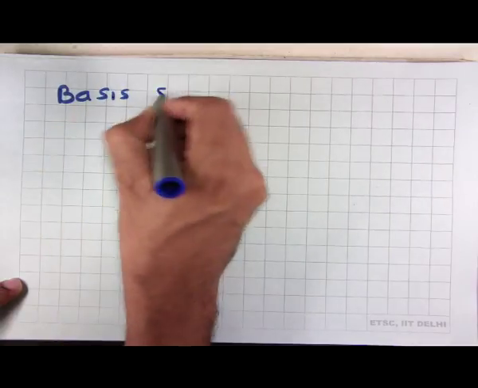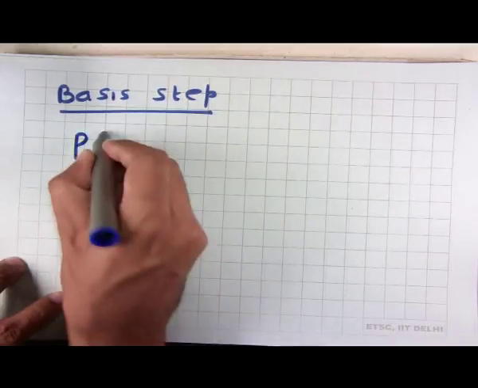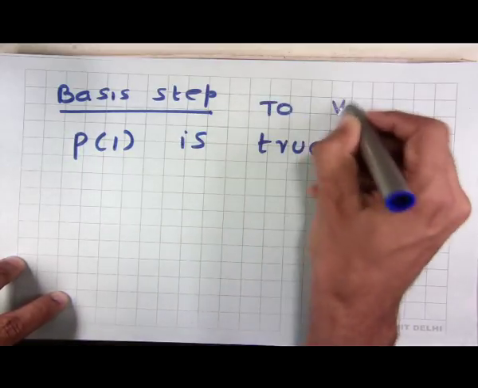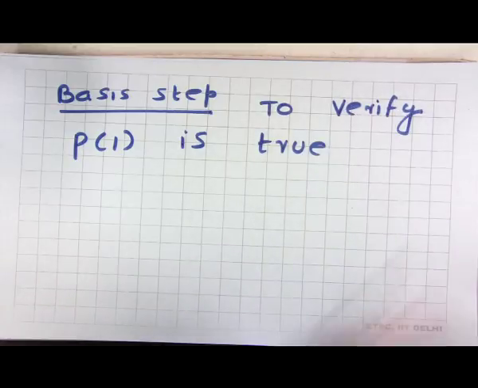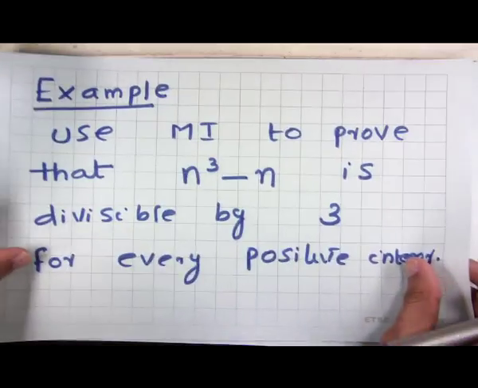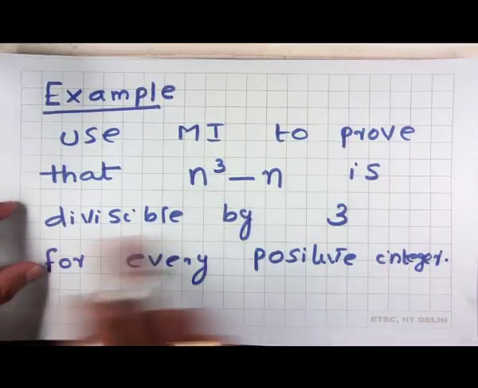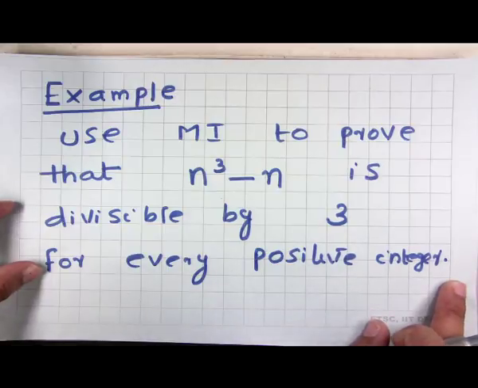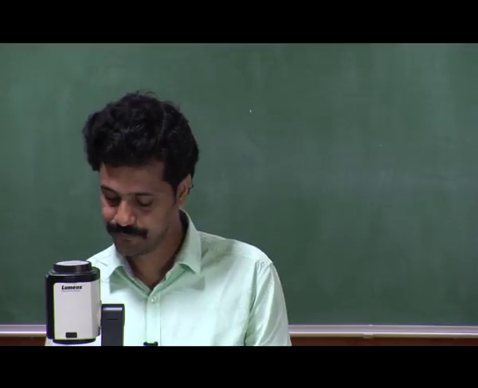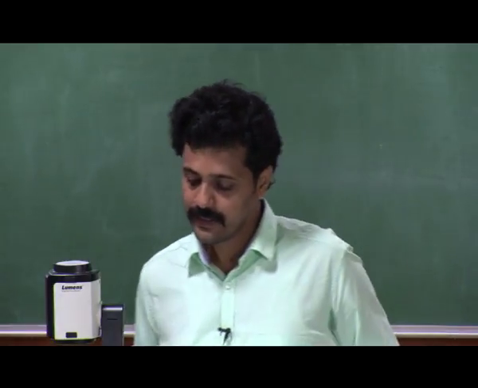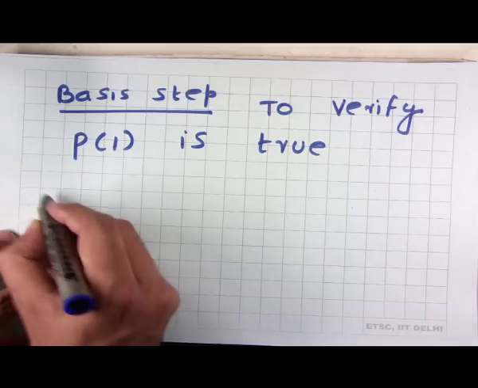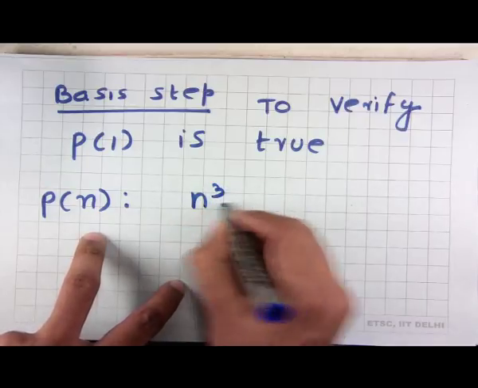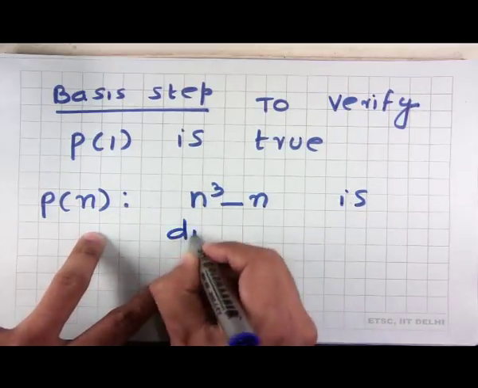Basis step. P of 1 is true. That is what we have to verify. In fact, we can reframe the example and say that n cube minus n is divisible by 3 for every non-negative integer, because it is trivially satisfied for n equal to 0. Nevertheless, we have to prove P of 1 is true, with the understanding that P of n is the statement n cube minus n is divisible by 3.